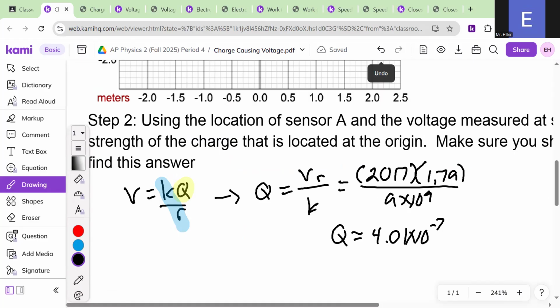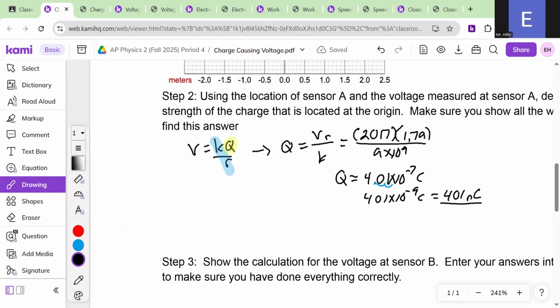Now we're supposed to answer in nanocoulombs. So to do that, we just have to move the decimal twice to the right, and it's 401 times 10 to the negative 9 coulombs, which is the same thing as, in my case, 401 nanocoulombs. So that's my charge. I know it's positive because I have a positive potential.